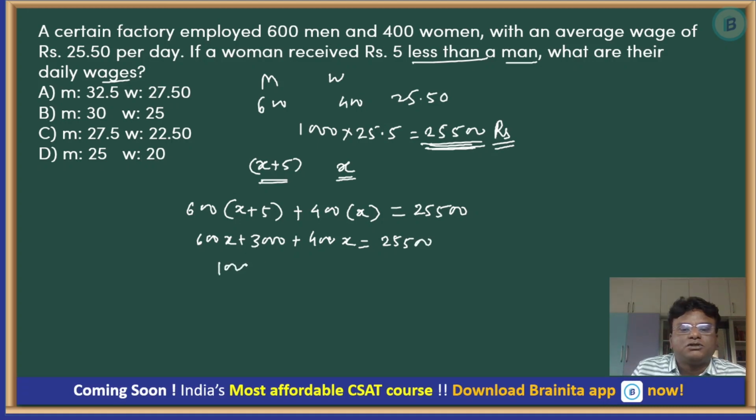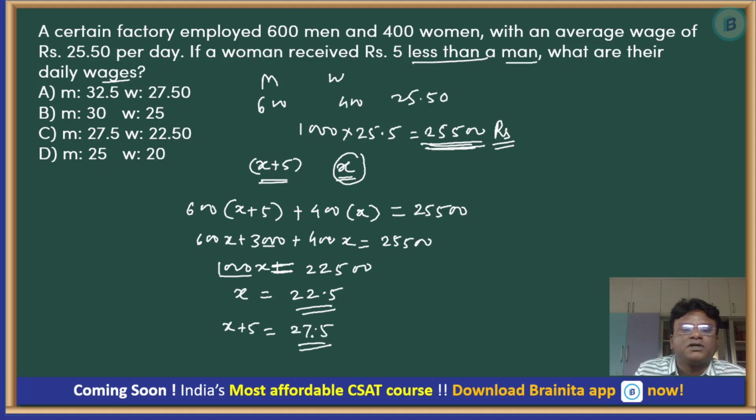So this is 1000X is equal to 25,500 minus 3000, which is 22,500. Okay. Now 1000X equals 22,500, so X is equal to 22.5. X is nothing but the average for women. So men's will be X plus 5, which is 27.5. That's your option C. Okay, that's your answer. Now this is the very straightforward algebra way of solving this.